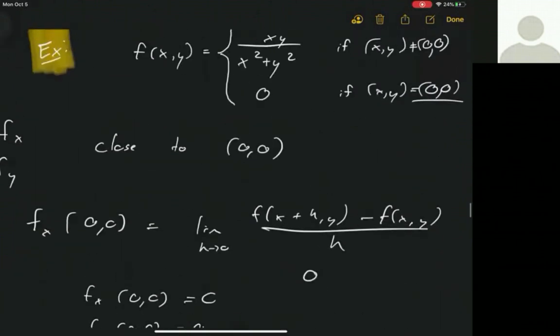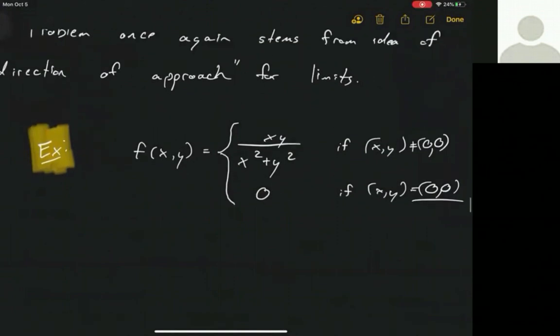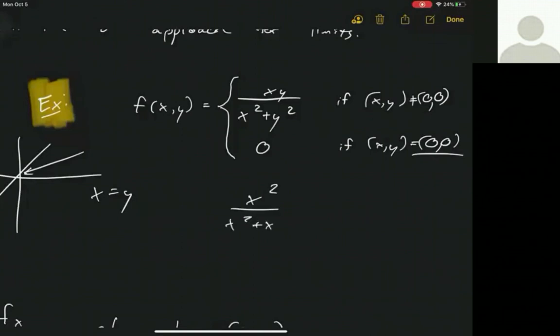But go back up to your original function, and don't even think about the derivatives. Think about this function. What happens along the line x equals y? If I approach the origin along this line, then if x equals y, my function is essentially x squared over x squared plus x squared. So x squared over 2x squared. So it's equal to 1/2. So all along this line, my function is equal to 1/2.